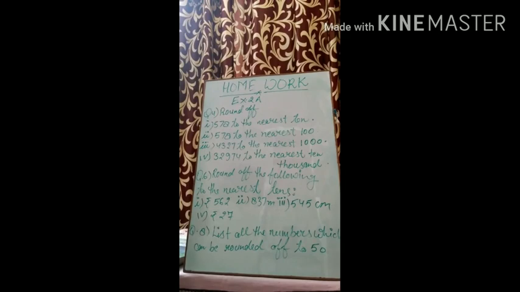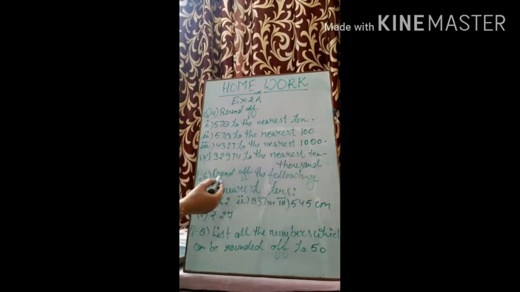So my dear students, note down all these questions. Question number 4. Round off 578 to the nearest 10. Second, 578 to the nearest 100. Third, 4,327 to the nearest 1000. And fourth, 32,974 to the nearest 10,000.